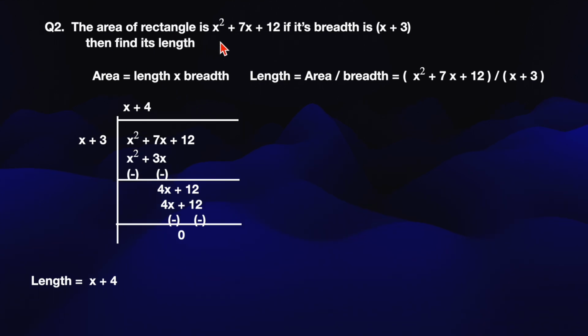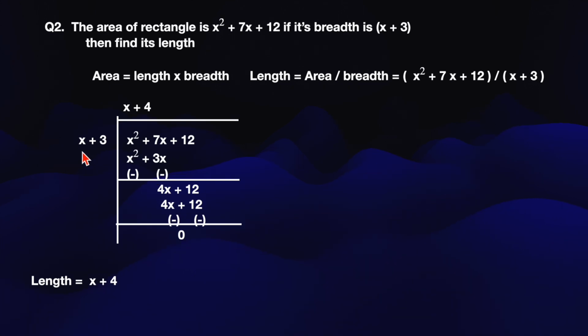Find the area of rectangle x square plus 7x plus 12 if its breadth is x plus 3. Then find its length. Okay. The area is this polynomial. The breadth is this. The length. So length is area upon breadth. So we are going to divide this polynomial by x plus 3. This is the divisor. Let's write the divisor here. Dividend here. Okay. Simple division.